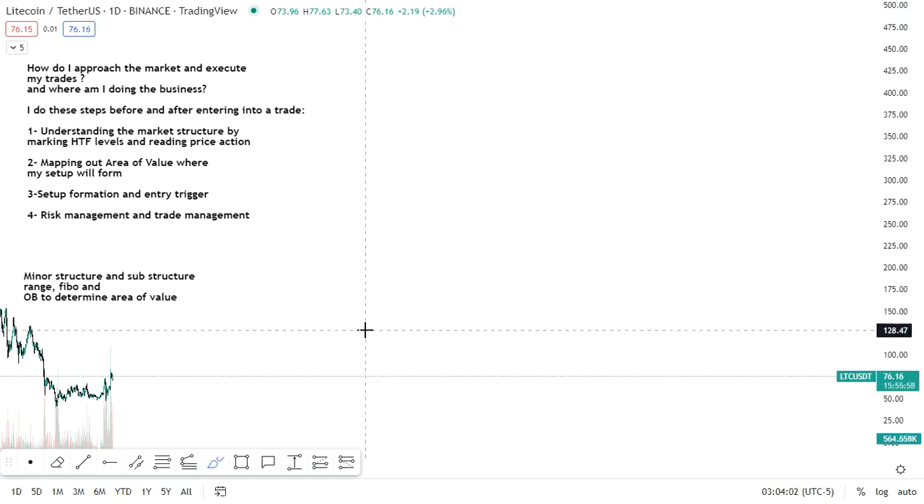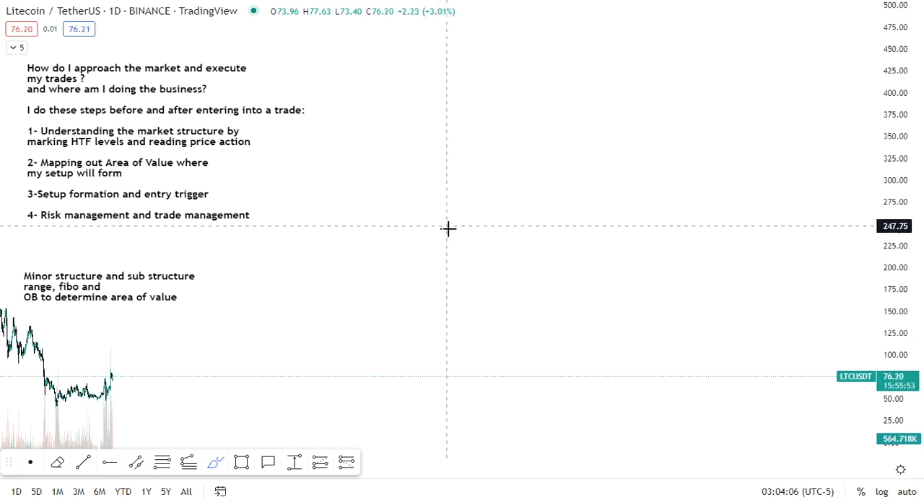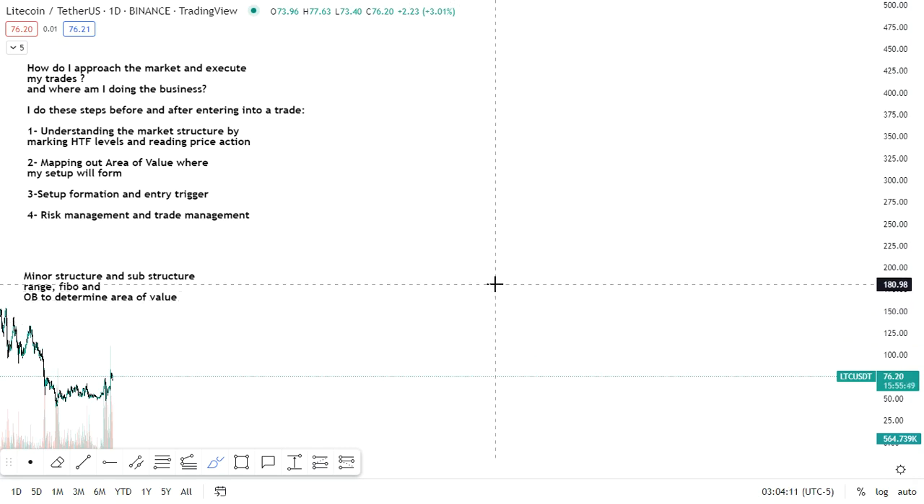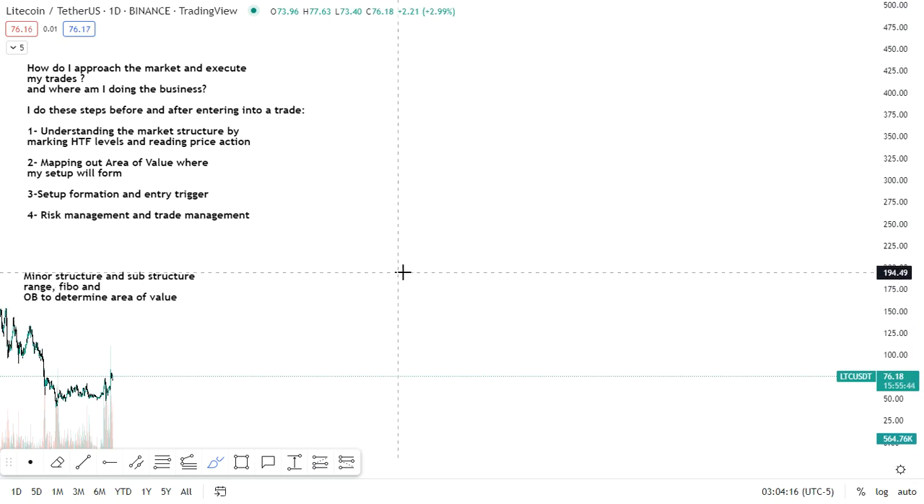And why do we call it area of value? Because in an uptrend, area of value is the discount area where you can buy an asset at lower prices. So that's area of value.